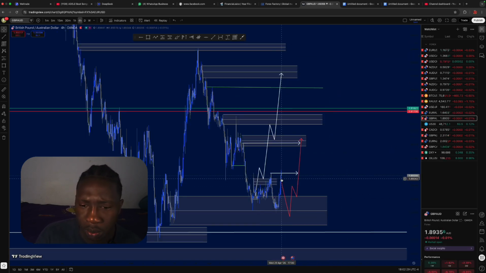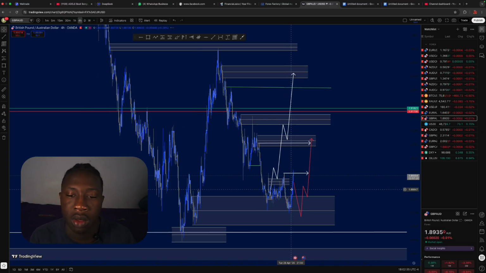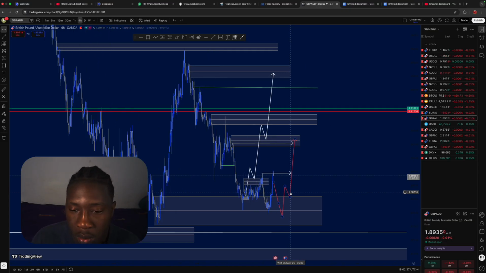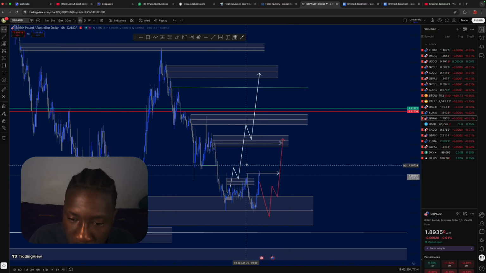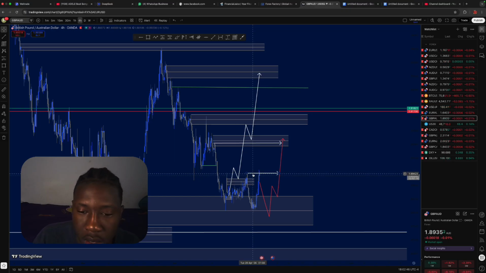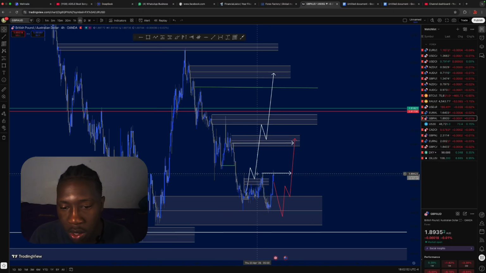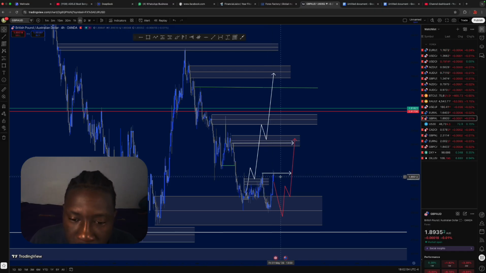Let me go to GBP AUD. Same thing, we need a pullback, so that we will confirm that the market is now taking a move to the upside. We need a pullback because the market has broken structure to the upward movement, so we need a pullback to the downside, then we enter the trade there, because now the price of the market is very high.